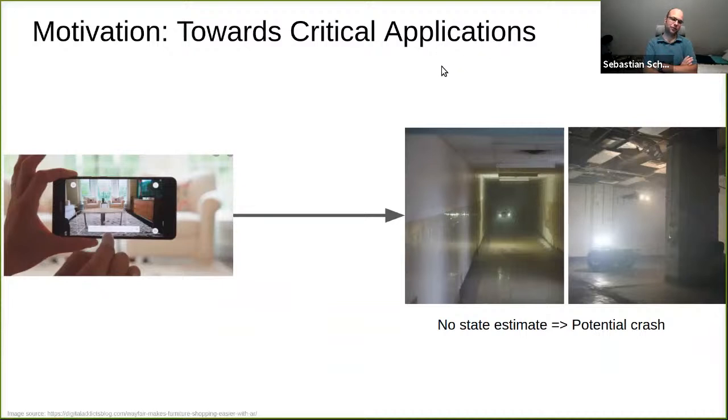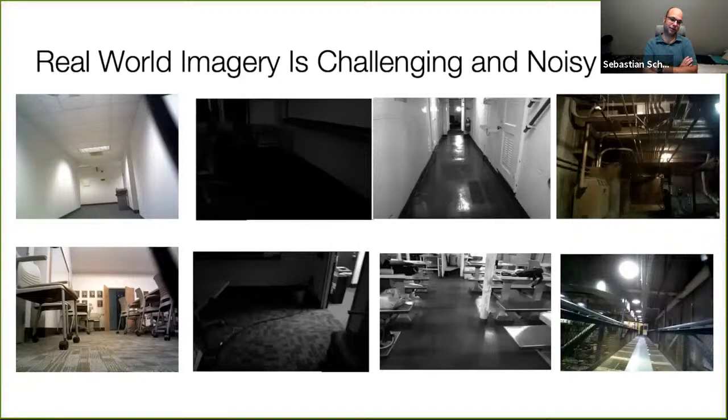So the motivation is, there's been a lot of success in visual applications for non-critical applications, but there's a lot of potential if these things could work reliably enough for critical applications. But in those situations, often the conditions are suboptimal, and many times you don't have a choice, and then things can go bad. As you can imagine, real-world imagery is very challenging and noisy. There's often not a lot of texture, there's motion blur, underexposure, uniform texture. So there are many challenges with real-world imagery.